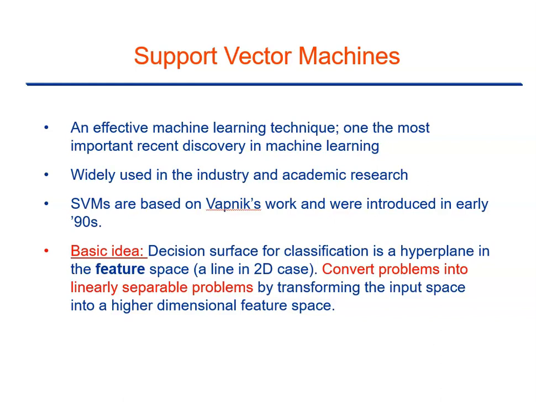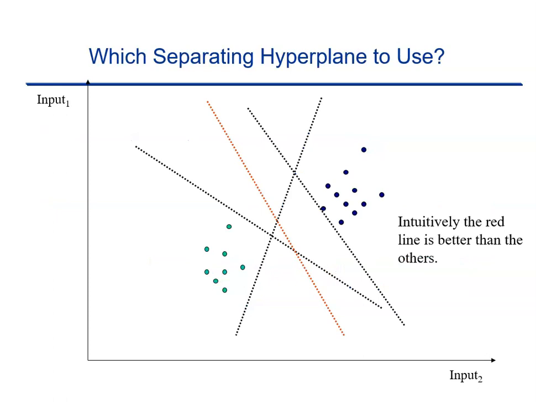What happens now if the problem is not linearly separable? So we cannot separate it with a line in the 2D space, with a plane in a 3D space, or with a hyperplane of dimension n-1 in an n-dimensional space. The solution is to convert that problem into a linearly separable problem by transforming the input space into a higher dimensional feature space where the problem is linearly separable.